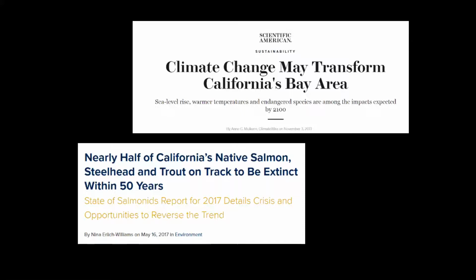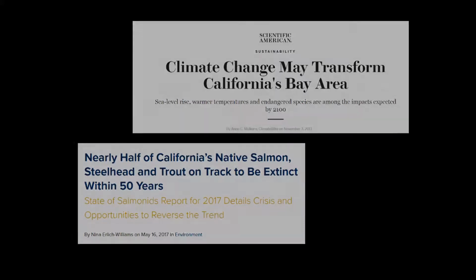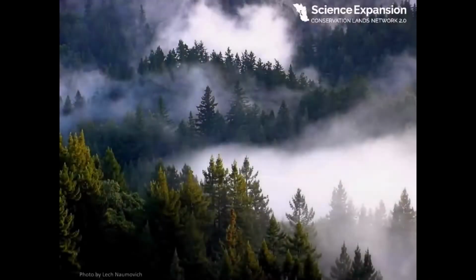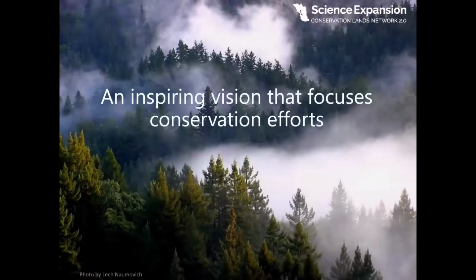Probably no surprise to the folks on the call, climate change is set to stress the ecosystem even more. And we are looking at adding about 2.1 million more people by 2040, according to the Metropolitan Transportation Commission's Plan Bay Area. So what are we trying to do here?